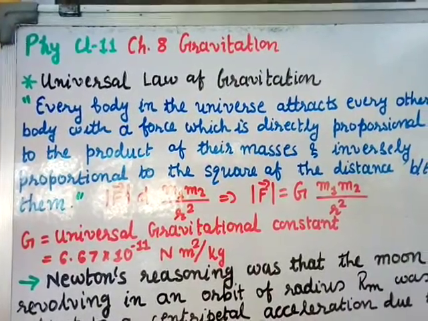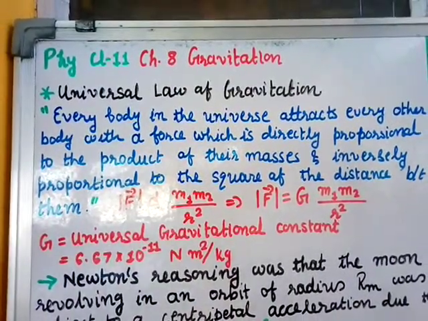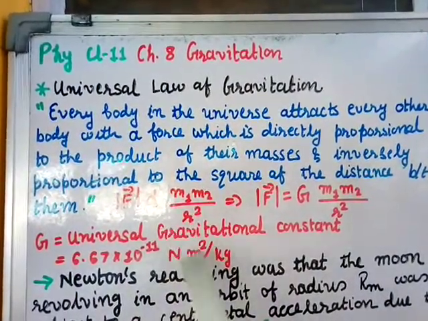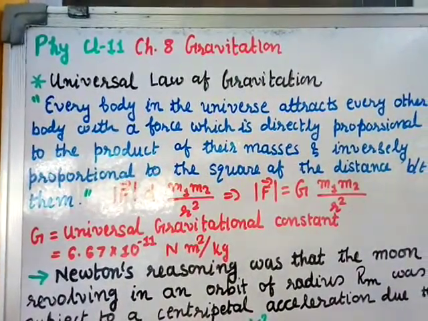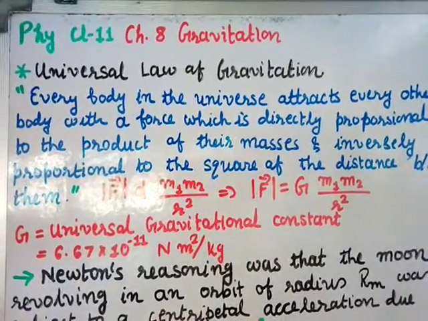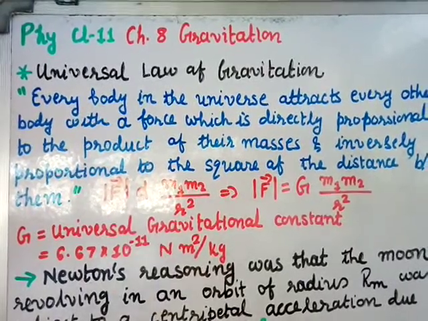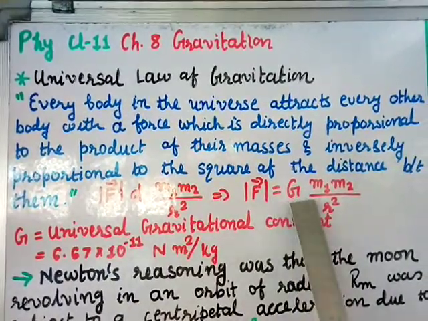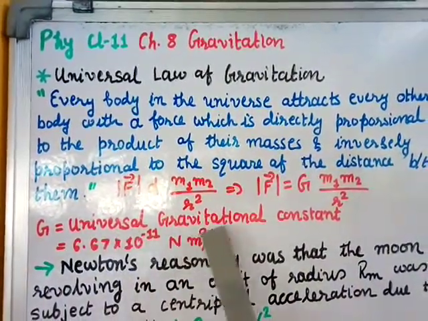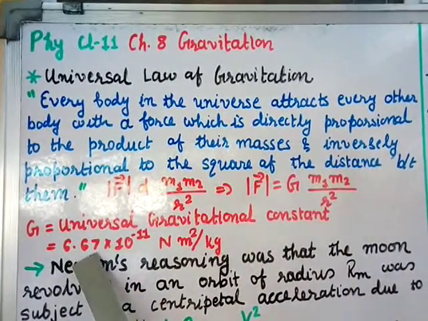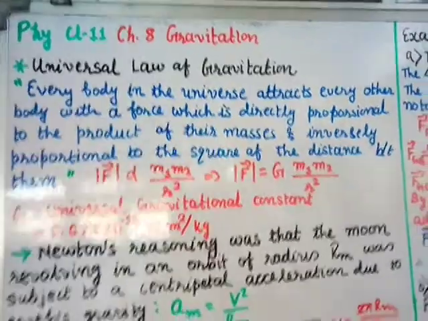Then mathematically the law can be written as magnitude of F is proportional to the product of the masses, m1 into m2, divided by, it is inversely proportional, the square of the distance. So I take the distance between the two masses as r, then the square of the distance is r square. When you remove the proportionality symbol, you can put the constant of proportionality. So magnitude of F equals G m1 m2 divided by r square, where G is called the universal gravitational constant. Its value is 6.67 into 10 power minus 11 Newton meter square per kg square.